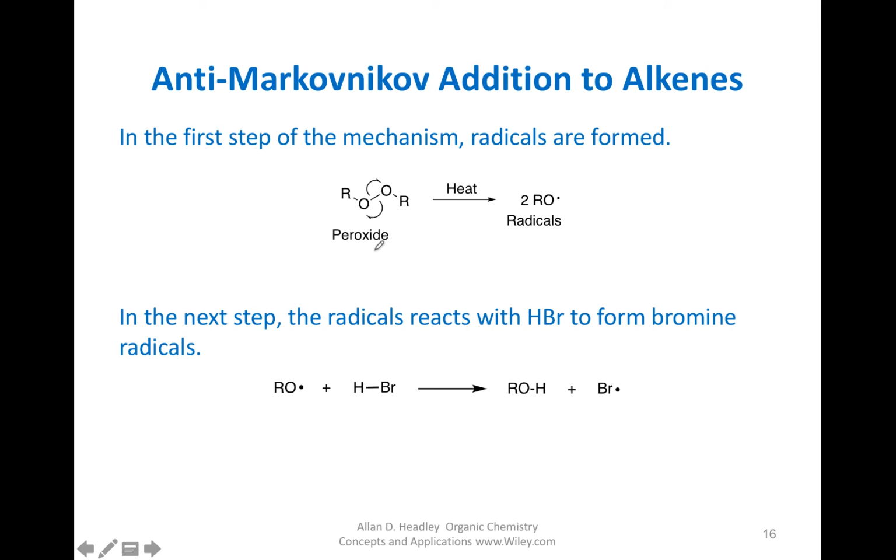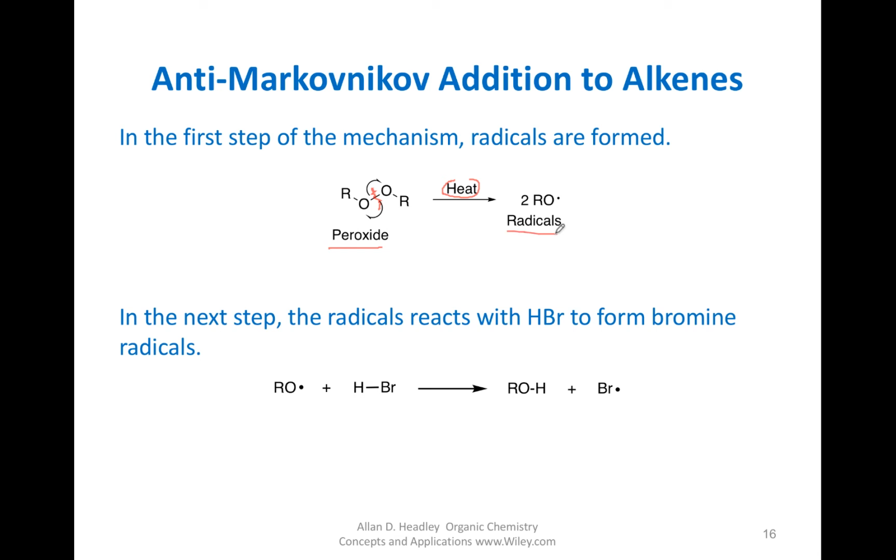The first step of the mechanism is the breaking of a peroxide. Here's a peroxide, two oxygens that are bonded to each other by a single bond, and of course we have R groups bonded to it. In the presence of heat, energy, you can imagine this bond breaking right here to produce radicals.